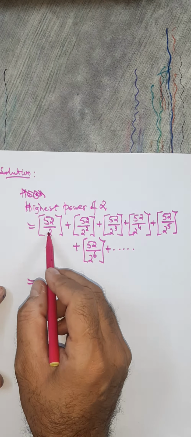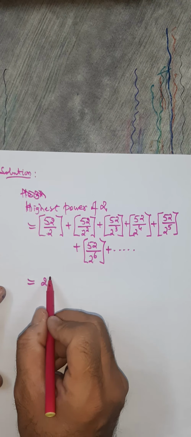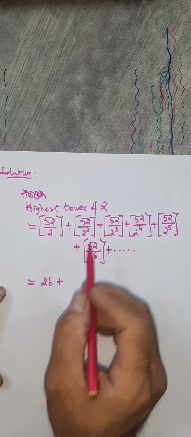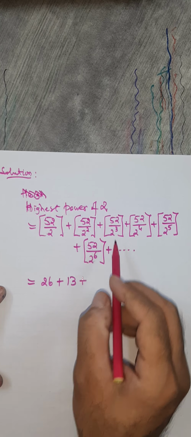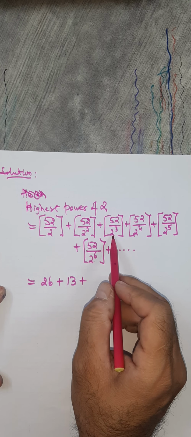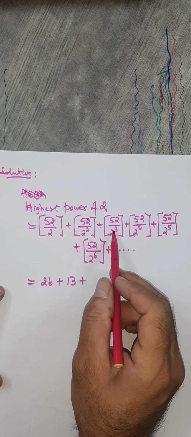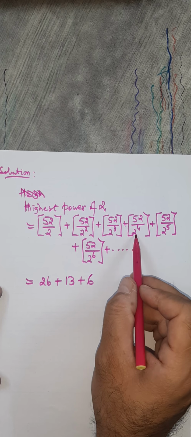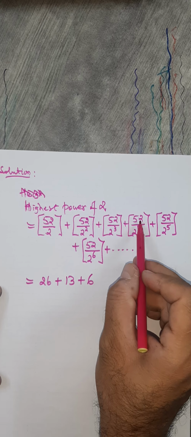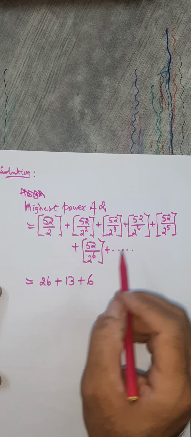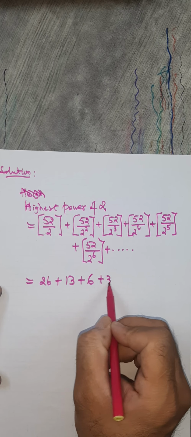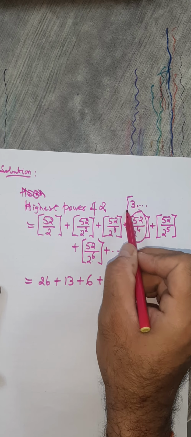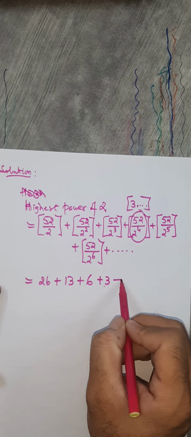Okay, how much is this? 52/2 is 26, it's an integer, so the box value is this. 52/4, so you'll get 13 here, right? 52/8, so this is nothing but how much? 6 point something, so you'll get 6 here. 52 by 16, so 48, so you'll get 3 point something, so you'll get 3 here. This is 3 point something, remember. But what is the box value of 3 point something? It is 3.